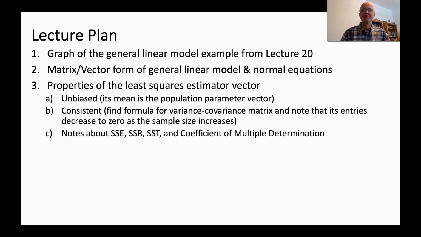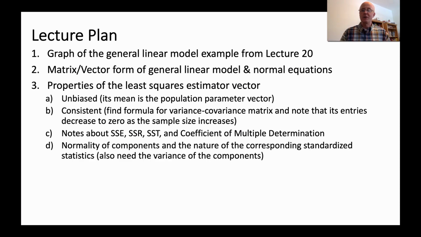I will also add in some notes of things we've talked about already. SSE, SSR, SST. SSE is sum of squares of errors, which means residuals. SSR is sum of squares for regression itself. And SST is sum of squares total. I also called it SSYY. And we've talked about the coefficient of determination before, r squared. Well, in multiple regression, there's something called the coefficient of multiple determination. We'll look at the normality of the components and the nature of the corresponding standardized statistics when you need to use the z or a t table, for example. We also need the variance of the components to be able to calculate those things.